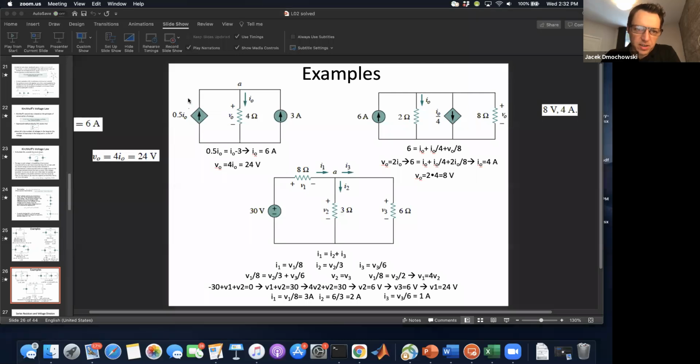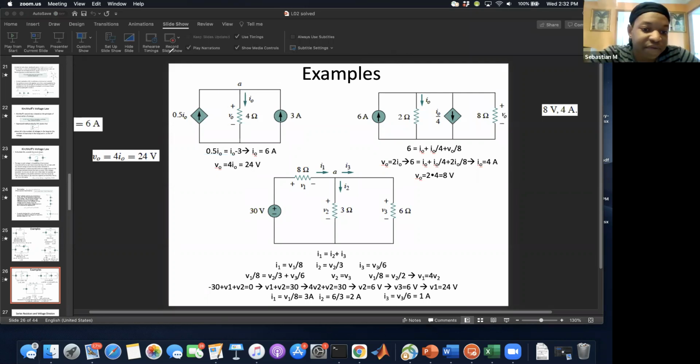So we have this current that's arriving. In this solution here, what you see is just KCL applied at node A. So we have 0.5 I naught is equal to I naught minus 3, right? Hopefully that doesn't confuse too many of you.